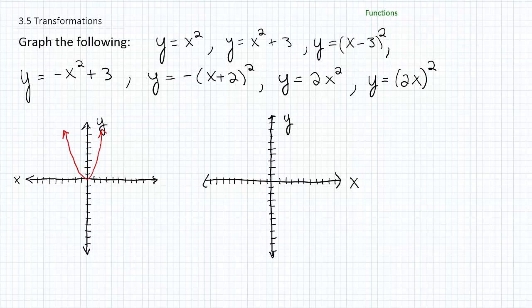Let's take a look at our fifth example here. This is the y equals negative parenthesis x plus 2 squared function. All right, for this one, we have a couple of things going on.